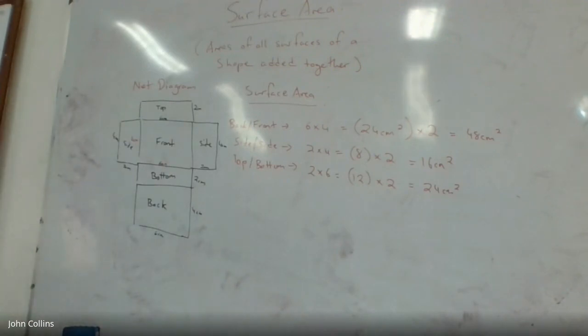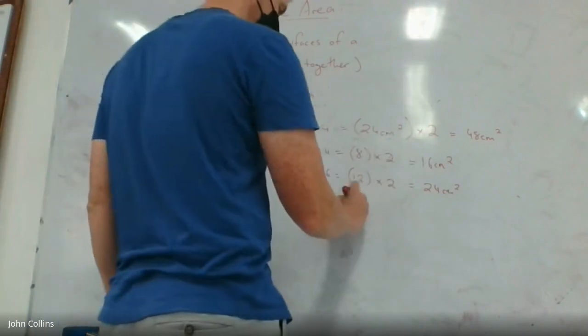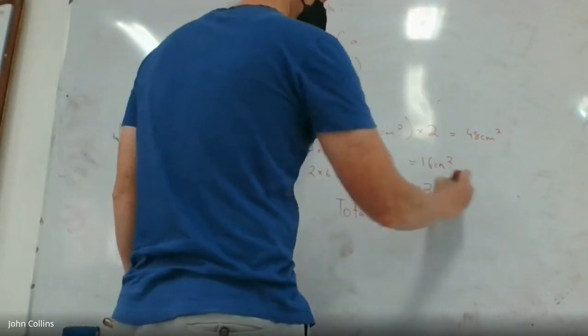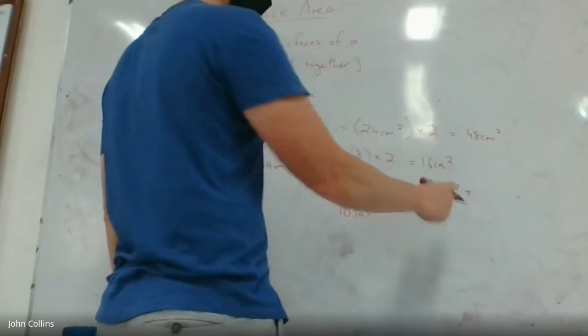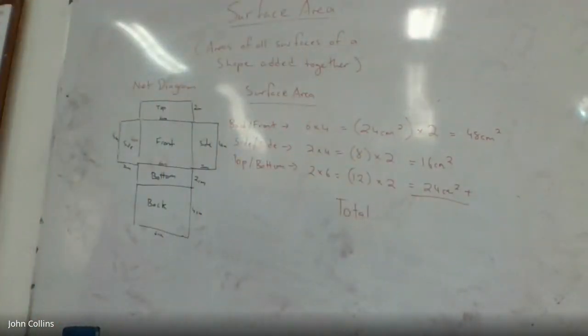What do I need to do? I have all my answers here. I want the total surface area. I want just one number at the end, so what would I do? Add them all up to get the total. I want the total. I don't want them in separate bits. So add them up. This plus this plus this. Has anyone worked it out? 88. 88? 88. 88, okay.